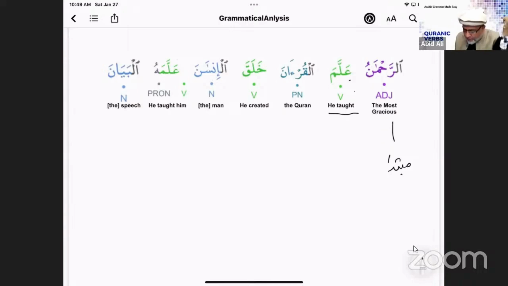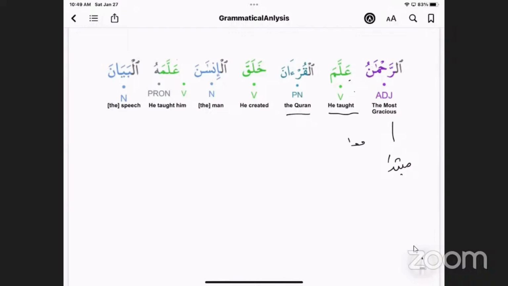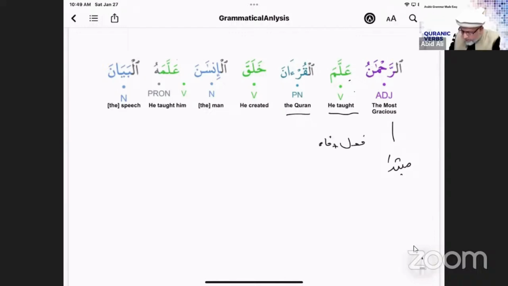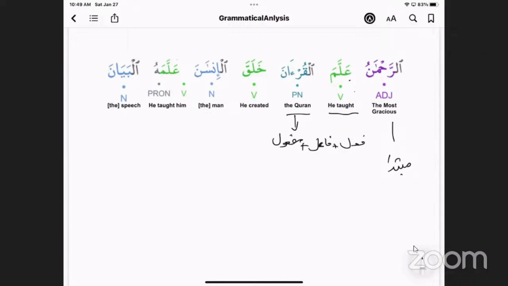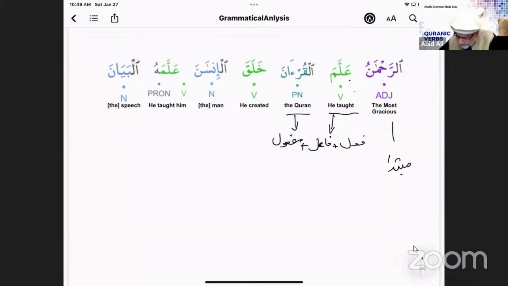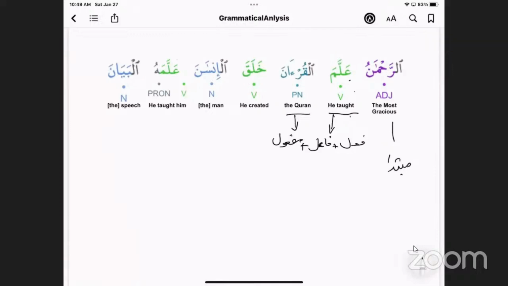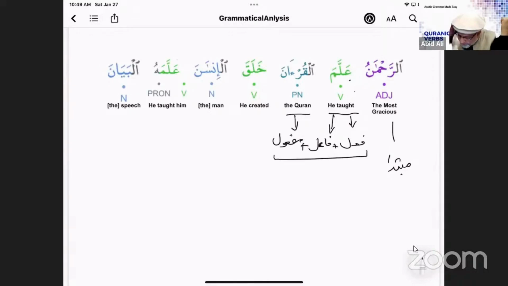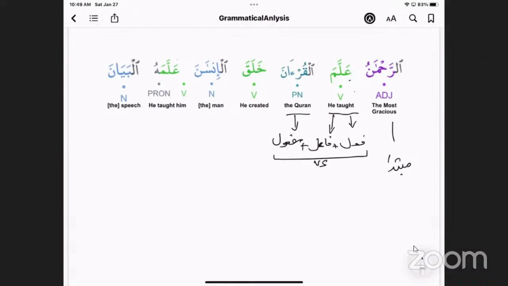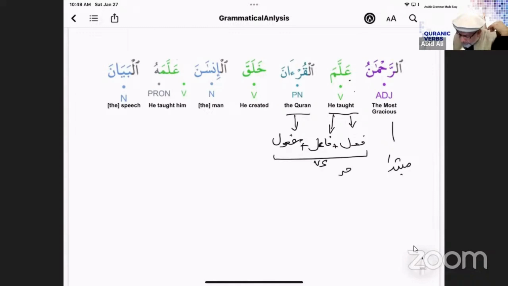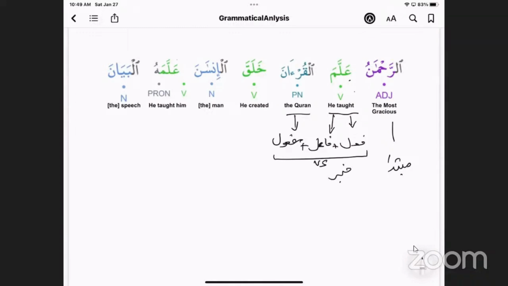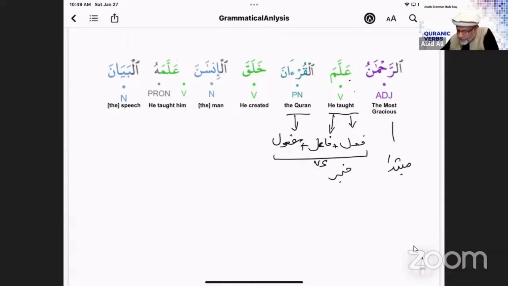What did he teach? The Quran. So is this fail plus maf'ul? Is this my maf'ul? Correct. Is he my fail? Taught is the fail. So can this whole thing be a verbal sentence? Yes. Can this whole verbal sentence be my khabar? Yes. So Ar-Rahman, the most gracious, he taught the Quran.